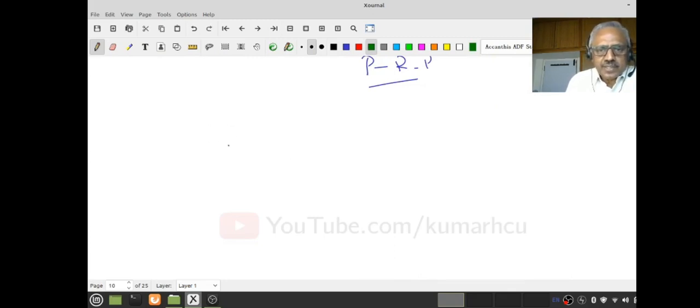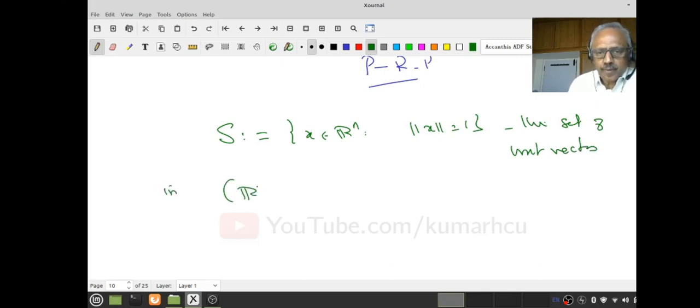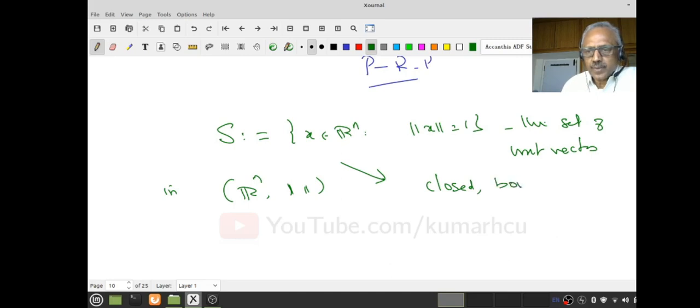Now let's look at the subset of all x in Rn with Euclidean norm of x equal to 1. This is the set of unit vectors in Rn with the Euclidean norm. So what do I know about this set? I know this set is closed and bounded.